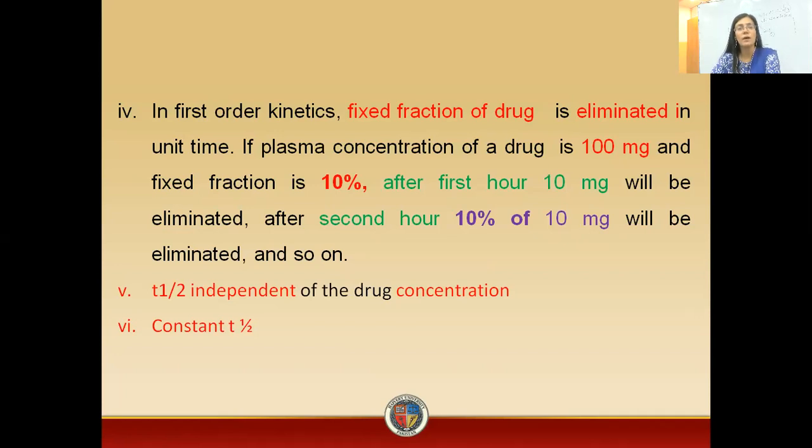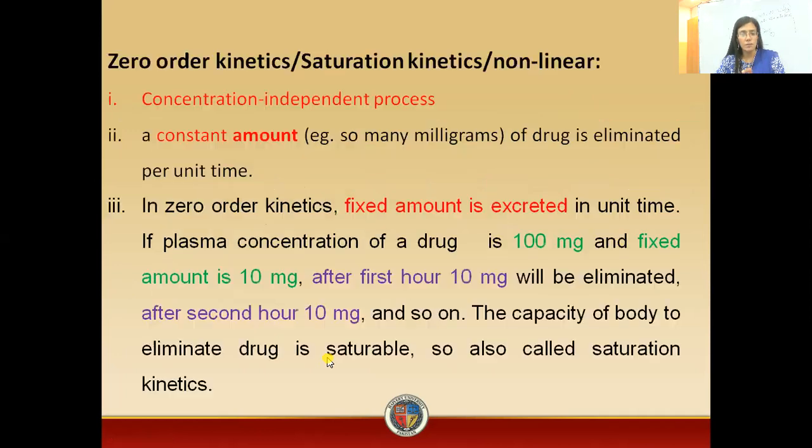For example, if you have 100 milligram of a drug, what will be the fixed fraction for that? Only 10% of the drug is getting metabolized. So after the first hour, 10% of the drug is metabolized. After the second hour, again 10% of the drug will get metabolized. So what will happen in this case? A fixed fraction of drug is getting metabolized. As there is a fixed fraction of drug that is getting metabolized, it means the half-life of a drug is independent of the drug concentration. So in that case, your half-life will remain constant.